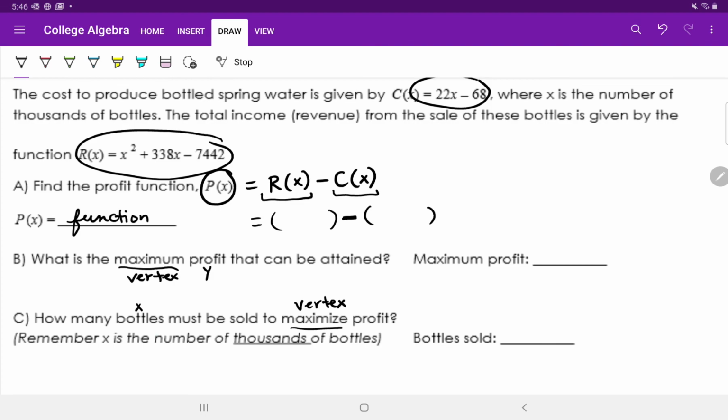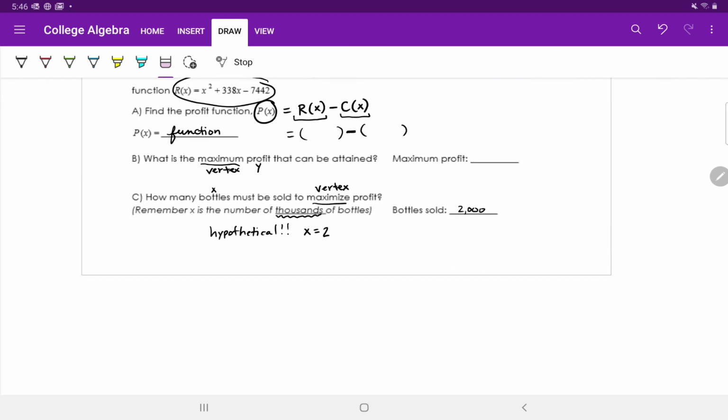And part C is asking for how many bottles will maximize the profit, and bottles were X. So there's also a note here. Remember, X is the number in thousands. So hypothetically, if you end up with the answer X equals 2, then you would write down 2,000 for bottles sold. So just don't forget to make sure you convert your answer into thousands. And I think that's the last problem.